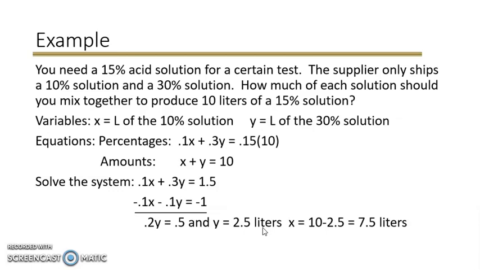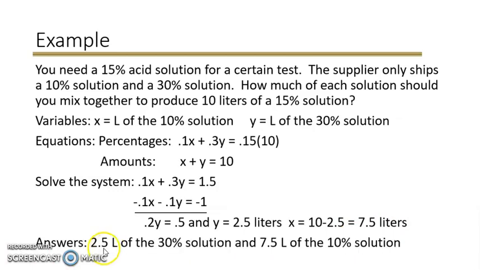Now for x, all I need to do is say if x plus y equals 10 and y is 2.5, I can just subtract 10 minus 2.5 to get 7.5 liters. So my final answer is 2.5 liters of the 30% solution and 7.5 liters of the 10% solution.